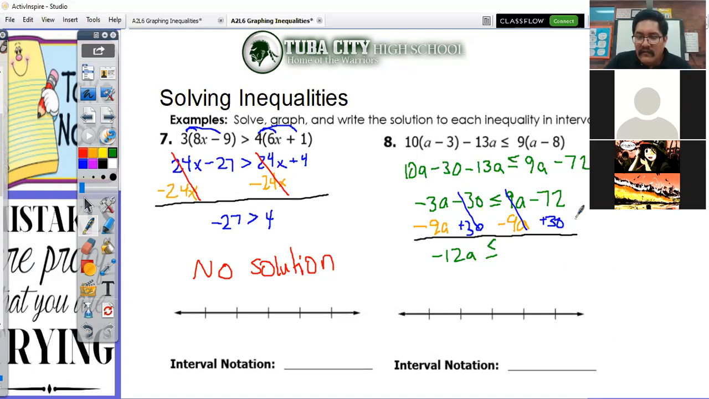All right, negative 12a, and this would be negative 42. And I'm going to have to divide both sides by negative 12. And there it goes again. You got to be careful when you divide by a negative, that's the thing you got to worry about. All right, exclamation mark here. When you divide by a negative, that means you're going to have to flip the sign.